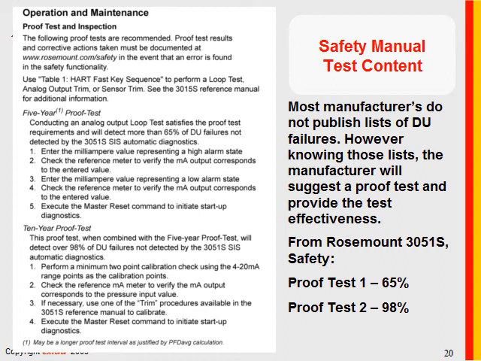So if we go through the tests real quickly, the first test is called the analog output loop test, where you're required to enter the milliampere value representing a high alarm state, check the reference meter to verify the milliamp output corresponds to the entered value, enter the milliampere value representing a low alarm state, check the reference meter to verify the milliamp output corresponds to the entered value, and then finally execute the master reset command to initiate startup diagnostics. So if you perform this test, and in this particular case, the manufacturer says you can do this once every 5 years, you could claim up to 65% diagnostic coverage.